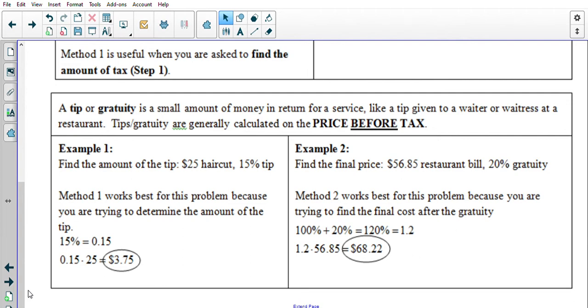So tip is one of those things, like tax is pretty cut and dry. You pay 6% sales tax on an item. When we're talking about tip, or another word for that is a gratuity, in those kind of cases, you might leave a little bit more or a little bit less.